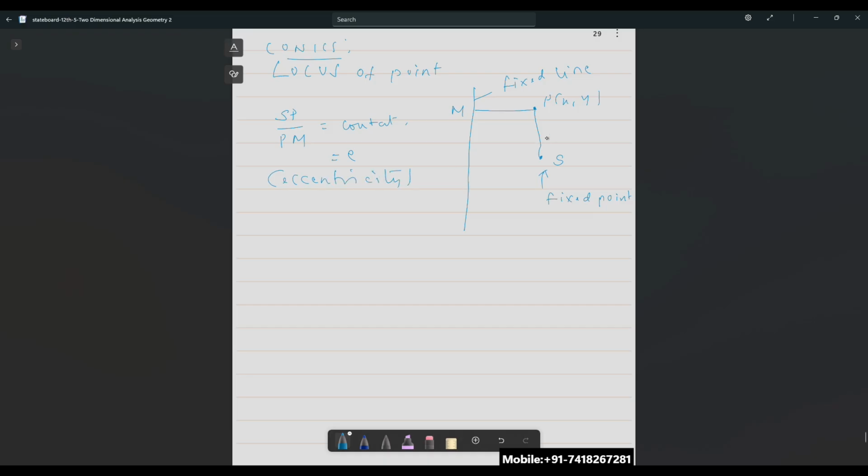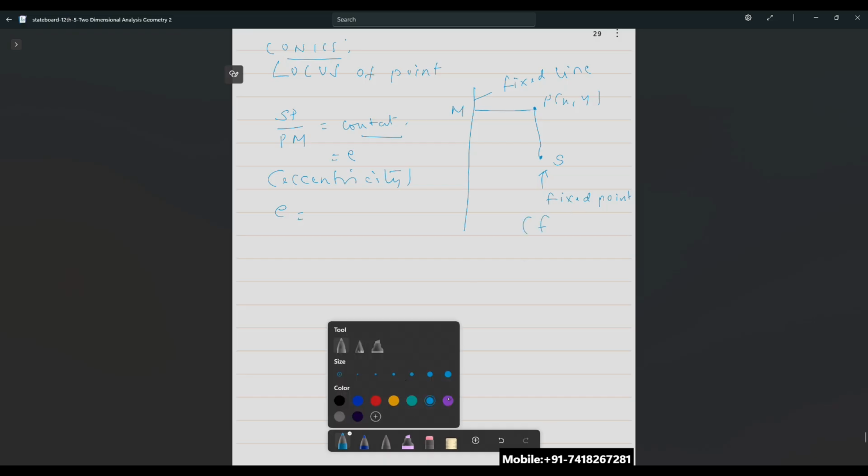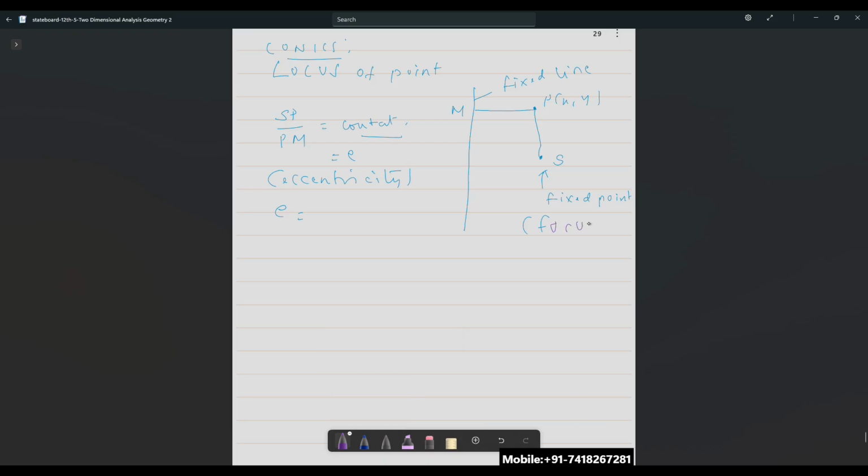Eccentricity. So the ratio of the distance between the fixed point and the arbitrary point, which is on the locus, and the distance between the fixed line and the point, this ratio is constant. We call it eccentricity, E. What about the fixed point? We call it the focus. And the fixed line is the directrix.